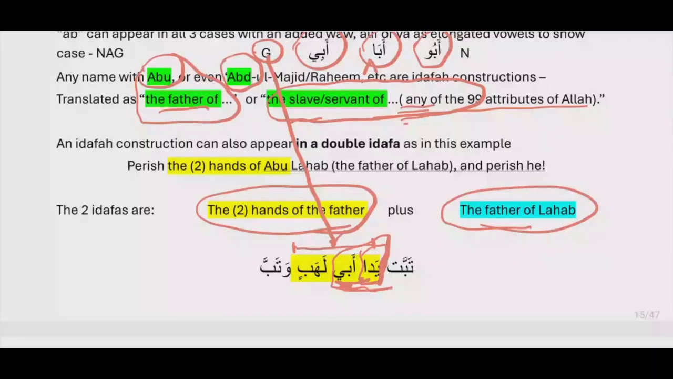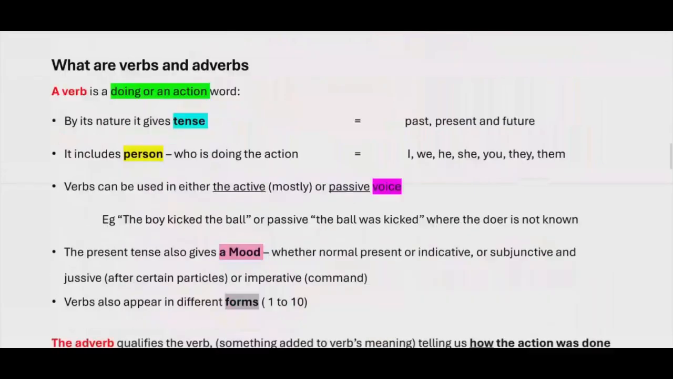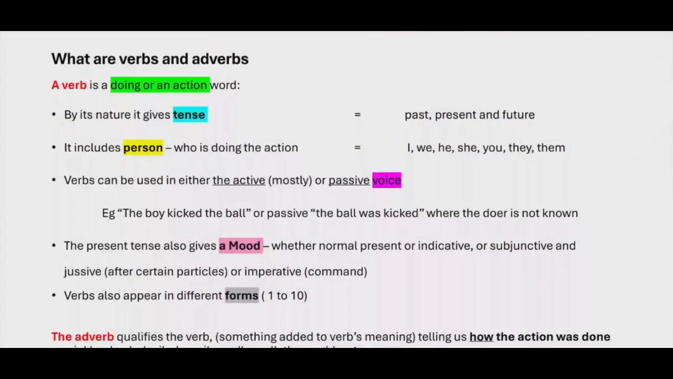Then we look at the concept of verbs. This is the next big section we're going to look at. Essentially, we defined it as a doing or an action word. In other words, there's something happening or something being done.